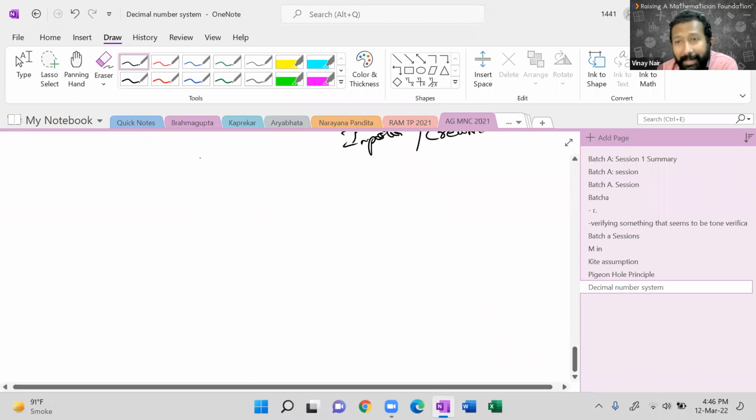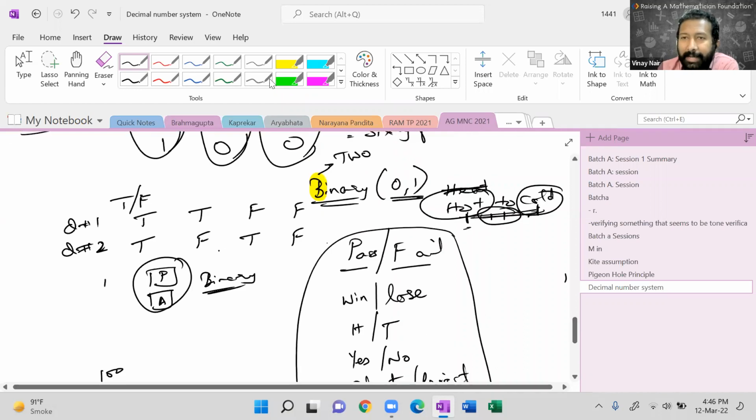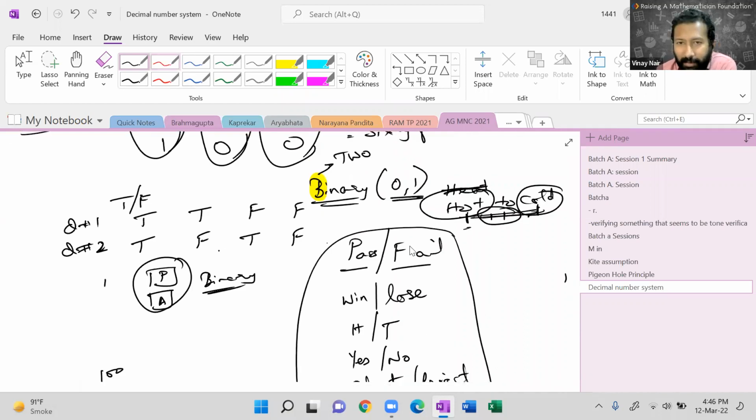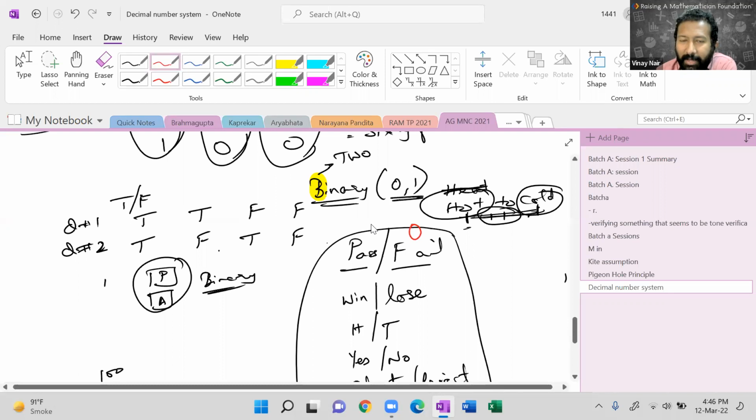Okay. So for representation purposes, generally we use one of the states as 0 and the other as 1. For example, let's say fail is considered 0 and pass is 1. You can consider the other way around also. Suppose you say win is 1, lose is 0. Heads is 1, tails is 0. Yes is 1, no is 0.